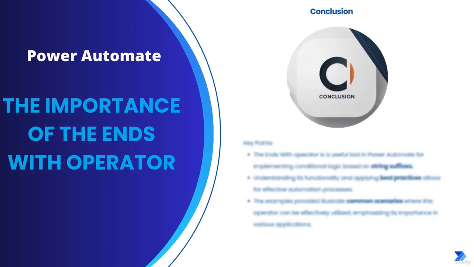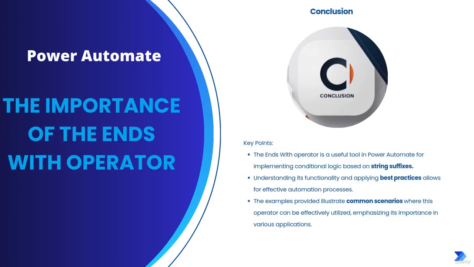Conclusion. The ends with operator is a useful tool in Power Automate for implementing conditional logic based on string suffixes. By understanding its functionality and applying best practices, you can create effective automation processes that respond dynamically to specified conditions. The examples provided illustrate common scenarios where this operator can be effectively utilized, emphasizing its importance in various applications.